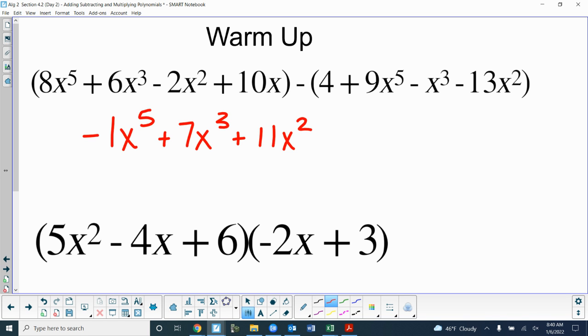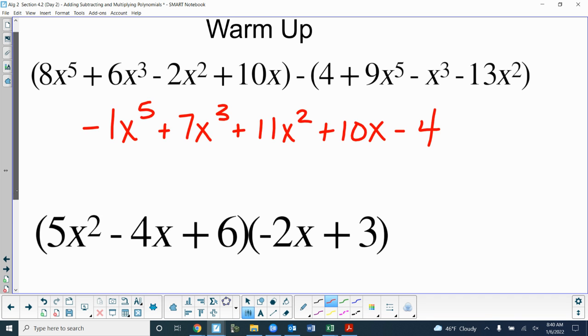10x, and there's no other x's, right? And there's no constants, so nothing minus 4 is negative 4. Okay? That's easy stuff, right? Just that minus and negative stuff, sometimes we mess up on.